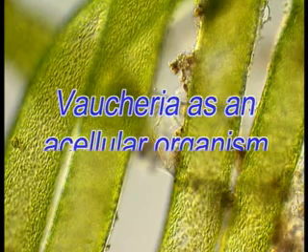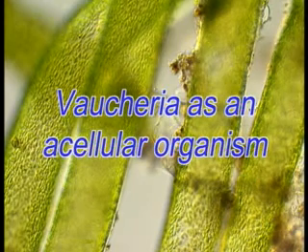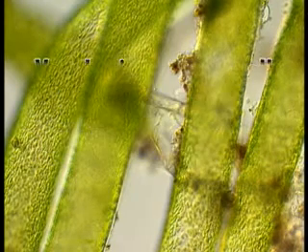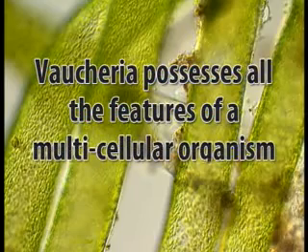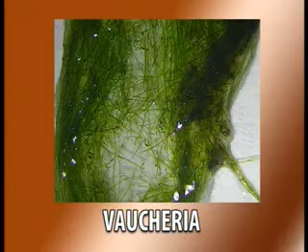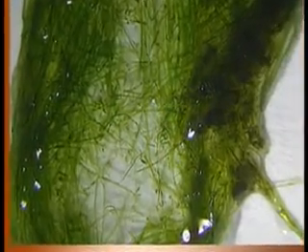Vaucheria is an acellular organism. It is wrong to call Vaucheria a unicellular organism. It possesses all the features of a multicellular organism. Also, in unicellular forms, growth consists of an increase in size of the entire cell. However, in Vaucheria, growth is apical. Therefore, it is appropriate to call Vaucheria in general an acellular coenocytic organism rather than a unicellular or multicellular form.